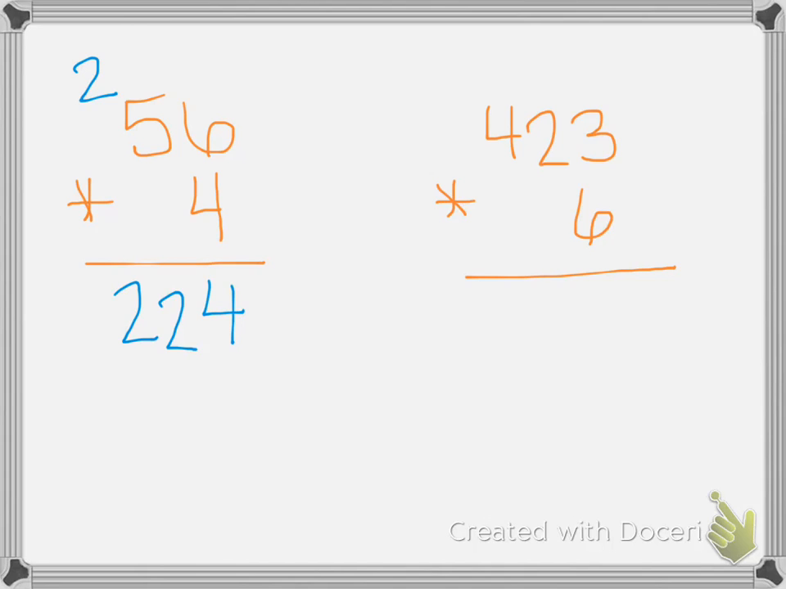B says 423 times 6. So again, 6 times 3 is 18. Carry the 1. 6 times 2 is 12 plus 1 is 13. Carry the 1. 6 times 4 is 24 plus 1 is 25. Therefore, the answer is 2,538.